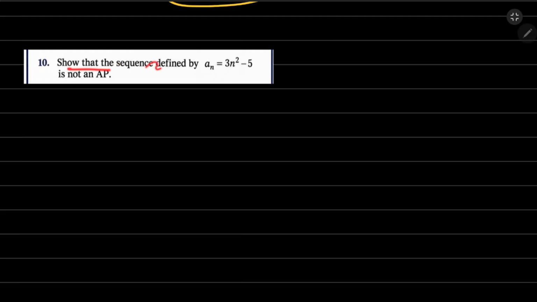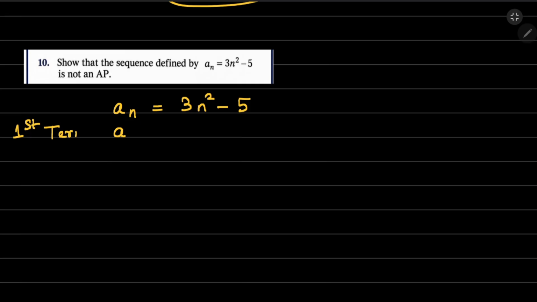Show that the sequence defined by nth term an equal to 3n square minus 5 is not an AP. You have to show that the sequence whose nth term is defined as 3n square minus 5 is not an AP. That means you should show that there is no common difference, right? Let's find out the first few terms, first 2 or 3 terms in this sequence. So you are given an equal to 3n square minus 5. This is the nth term formula.